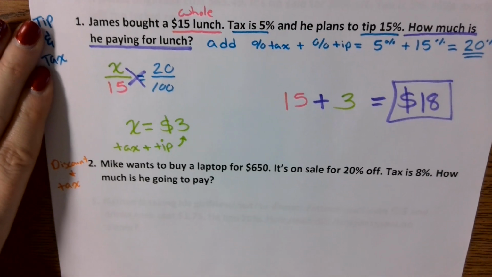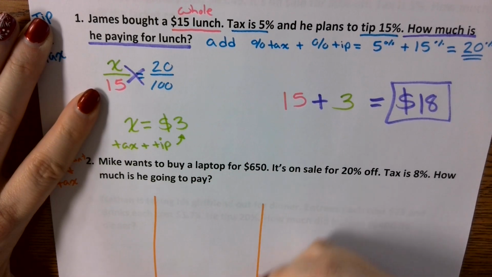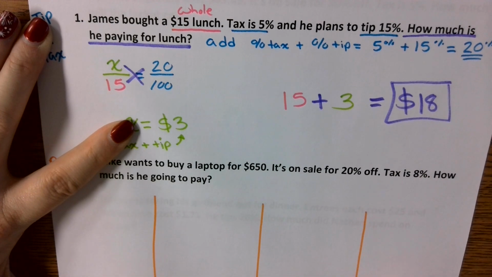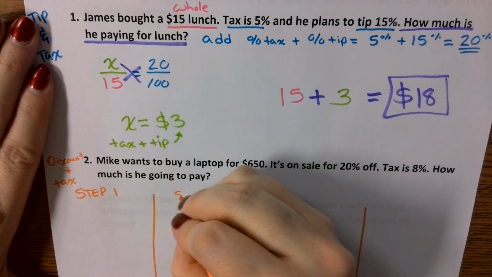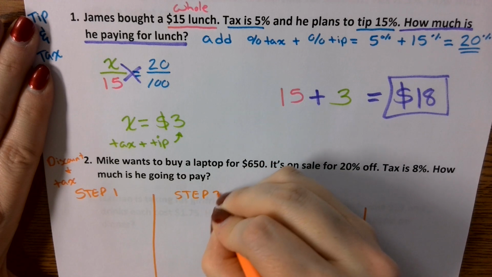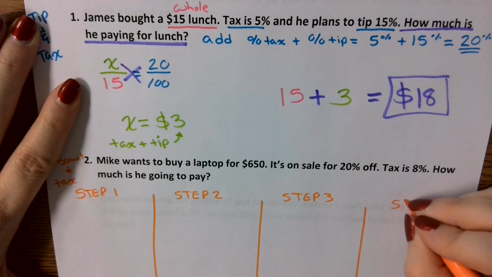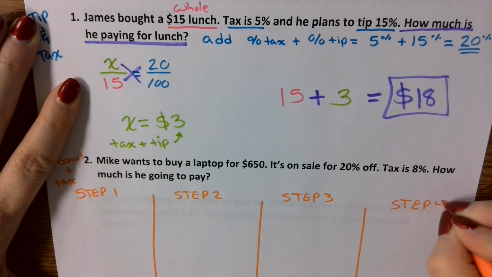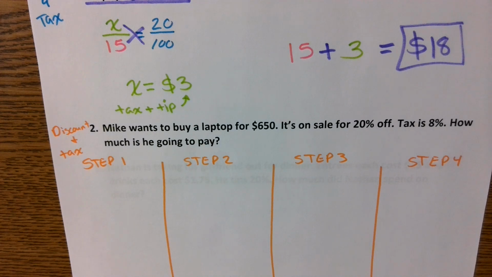I want you guys to go ahead and split that little paper up into 4 sections and label them step 1, step 2, step 3, and step 4. Okay, we've got our 4 steps that we're going to follow.